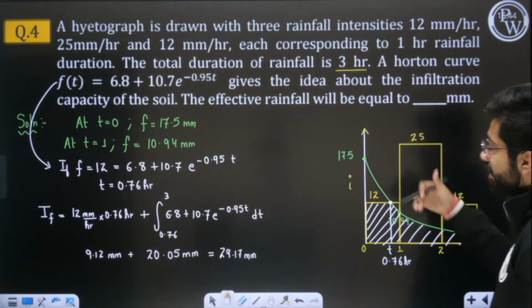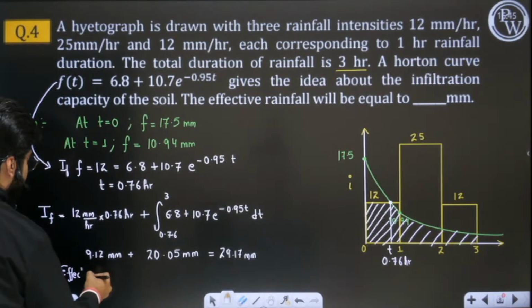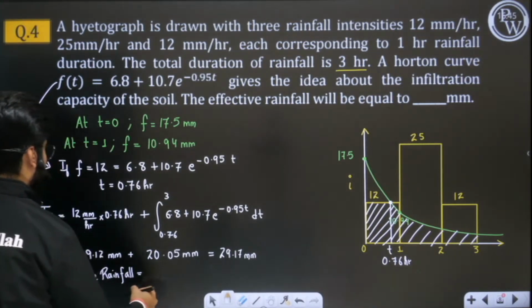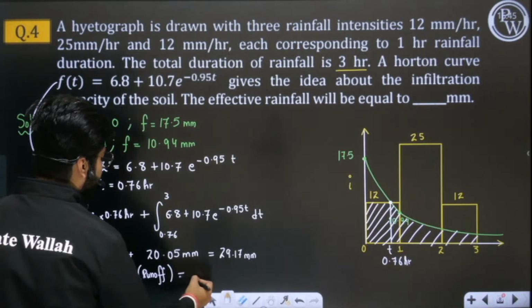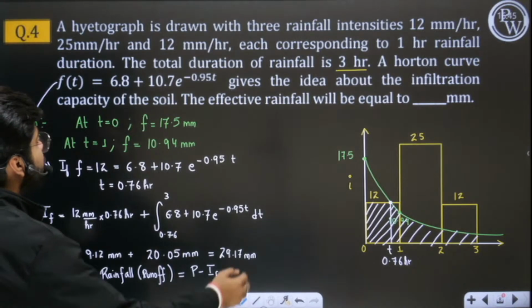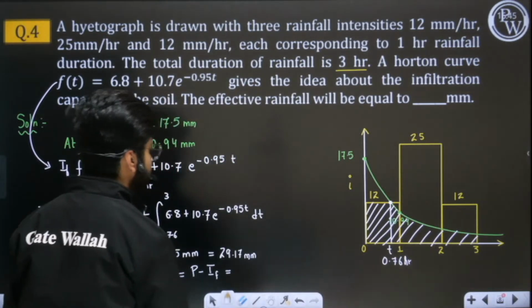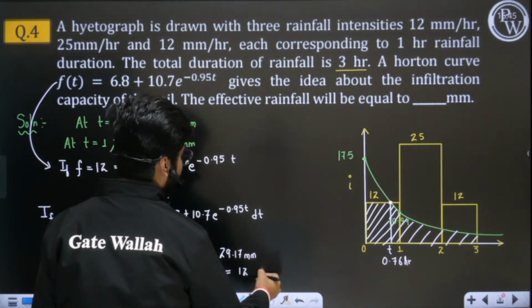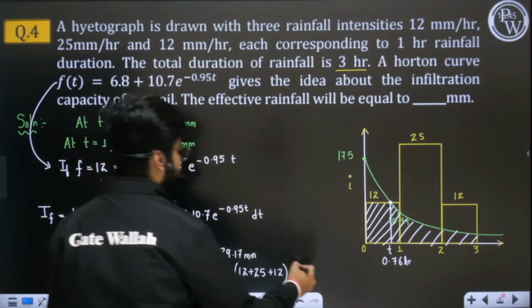Now find the effective rainfall. Effective rainfall means runoff. So how will I find it? From total rainfall I will subtract infiltration. Now what is your total rainfall? It is very simple. See, total rainfall is 12, 25, 12. You have to simply find the area under your hydrograph. So 12, 25 and 12, this is your total rainfall.